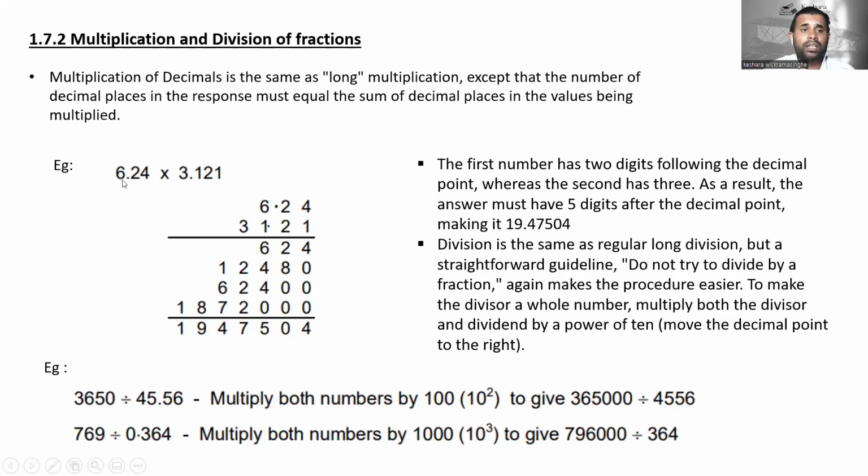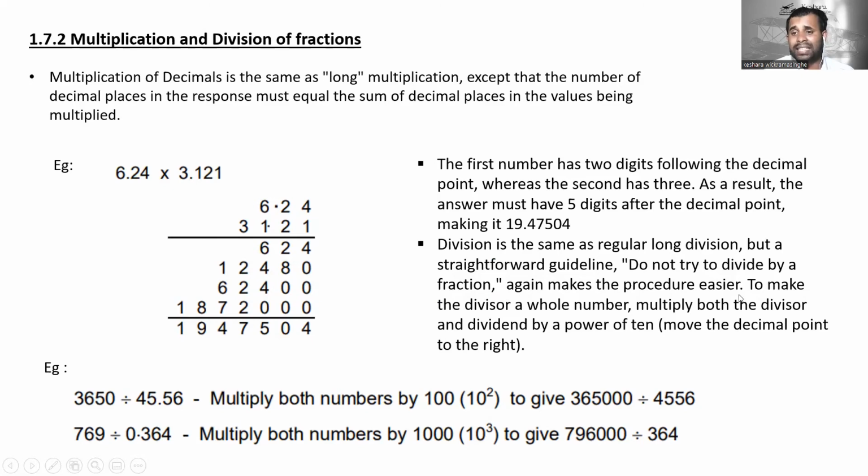All right. So here, 6.24 times 3.128, when we multiply this, the answer is 1947504. So in here, how many decimal places? 1, 2, 3, 4, 5. So we have to take 1, 2, 3, 4, 5, and the answer should be 19.47504. The first number has 2 digits following the decimal point, whereas the second has 3. As a result, the answer must have 5 digits after the decimal point, making it 19.47504.